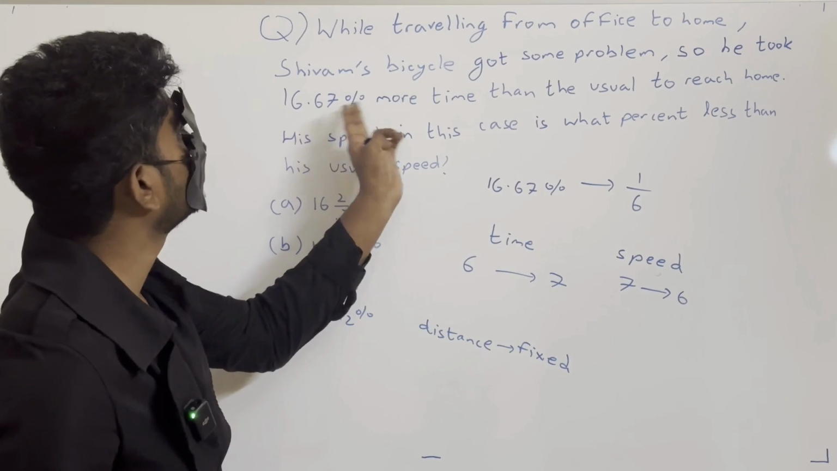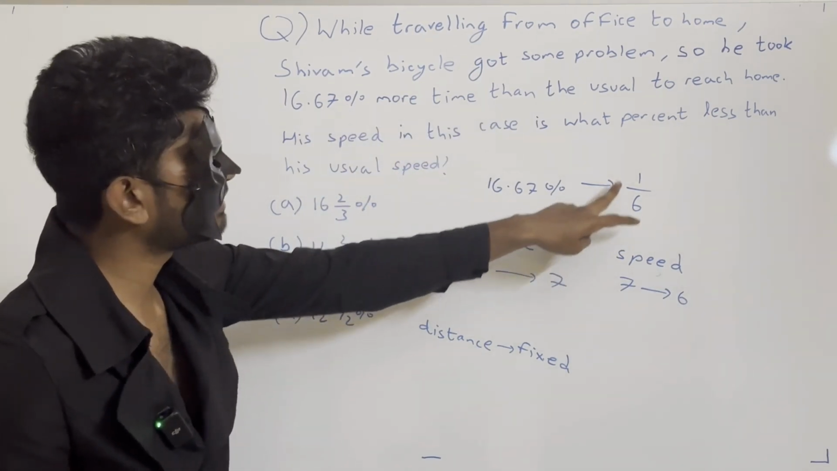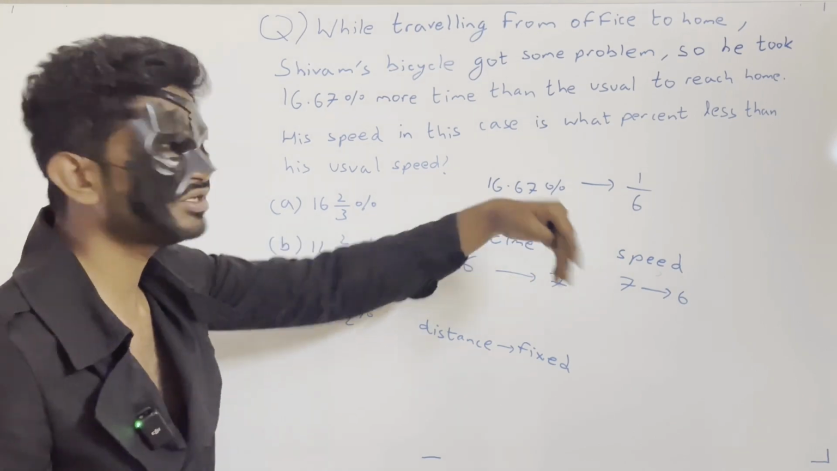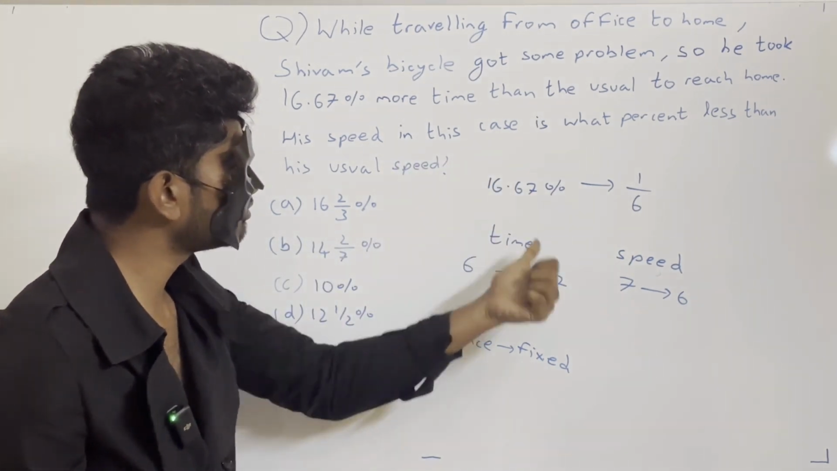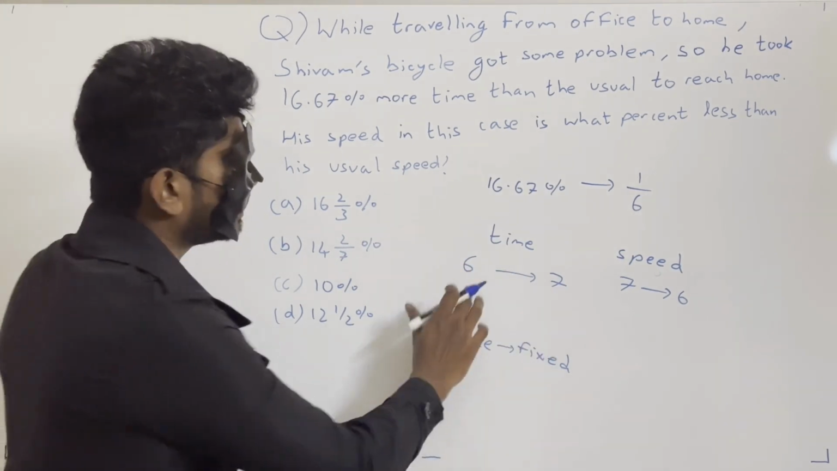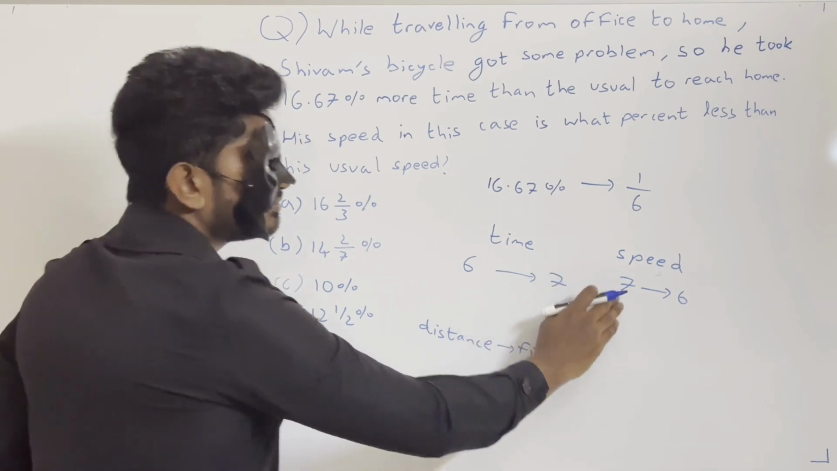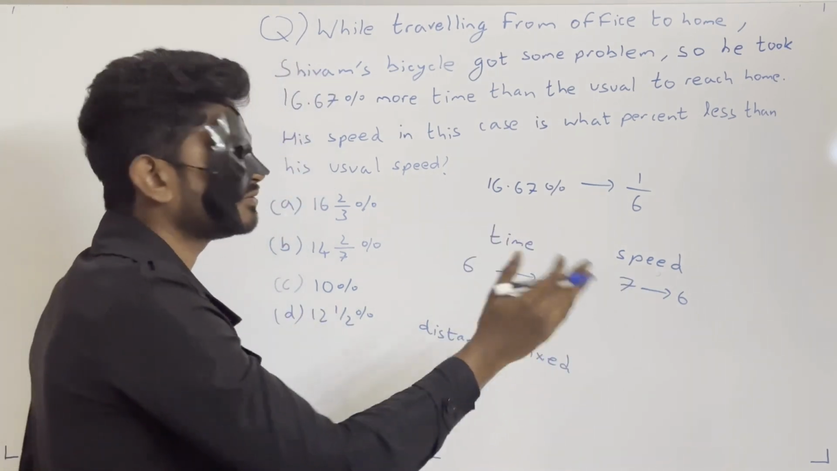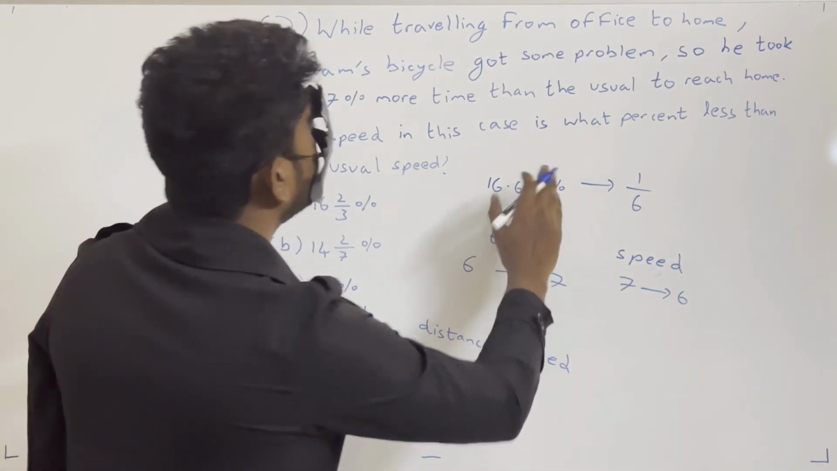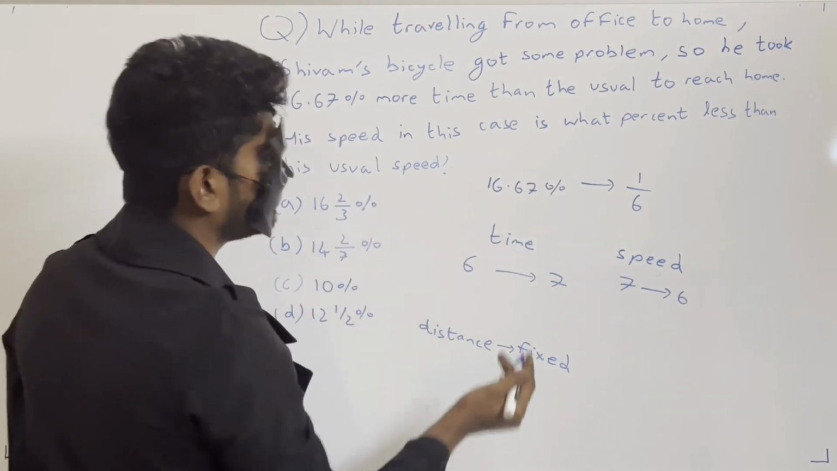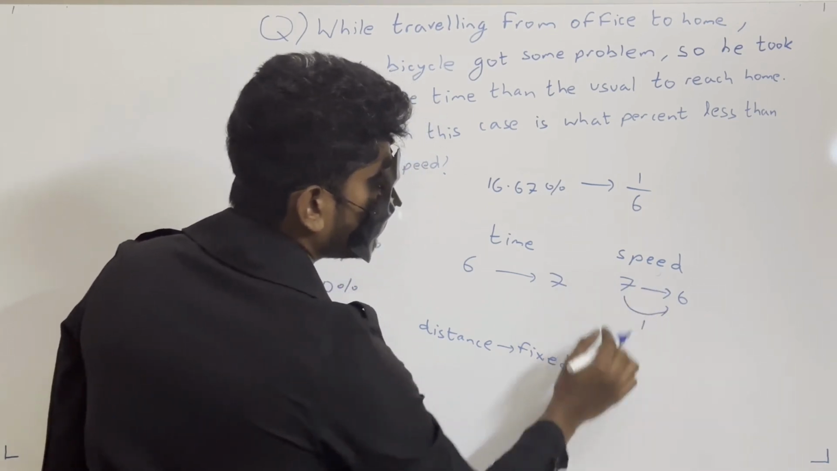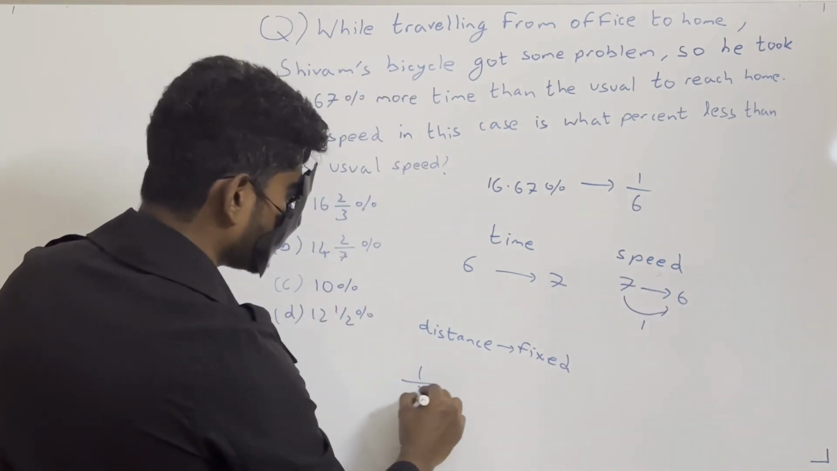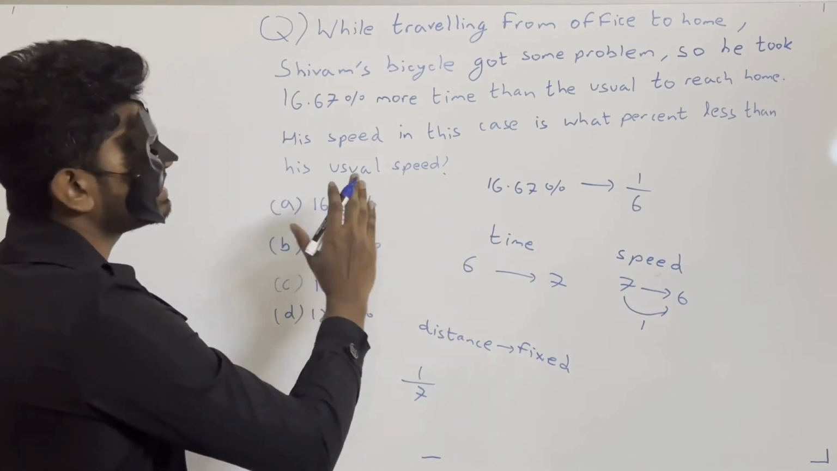He took 16.67% more time means 1/6 time he took more. So if initial time was 6, then he will take 1/6 more, that is 1 more, that is it will become 7. So speed will become from 7 to 6, because speed is inversely proportional to time when distance is fixed. So what percentage is less than his usual speed? So there is one decrease out of 7, right? So he is asking, there is a decrease of 1/7 in the speed.